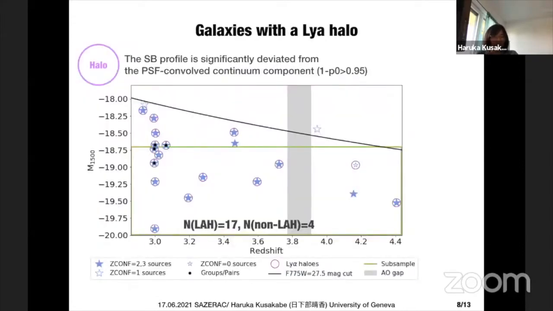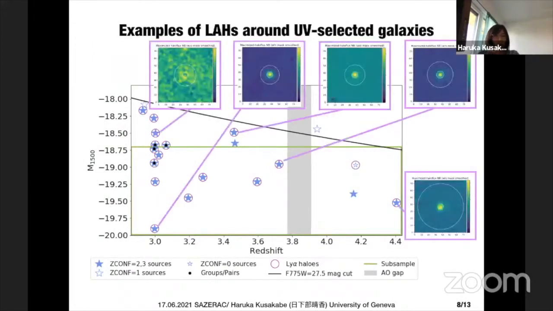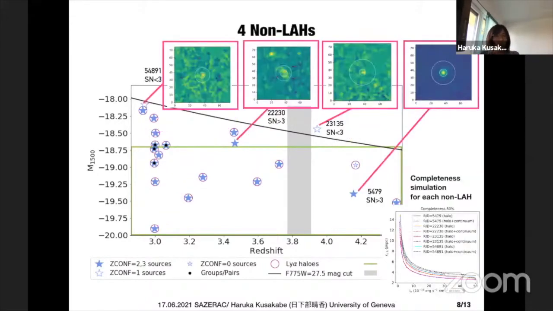In this diagram of UV magnitude and redshift, Lyman alpha halos are indicated by red circles. And here are examples of Lyman alpha halos. The top left object has a little absorption at the center and very diffuse extended Lyman alpha emission around it, while clear central Lyman alpha emission is seen in other sources. 4 non-Lyman alpha halos are shown here. We performed a completeness simulation for each non-Lyman alpha halo to estimate potential halo parameter sets that cannot be confirmed even with MXDF.